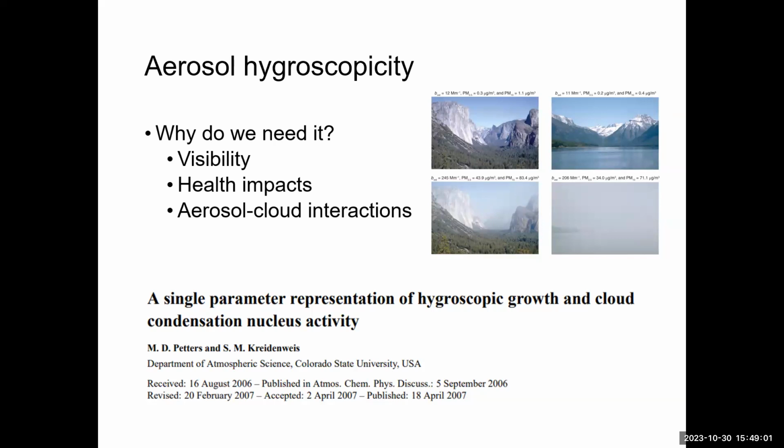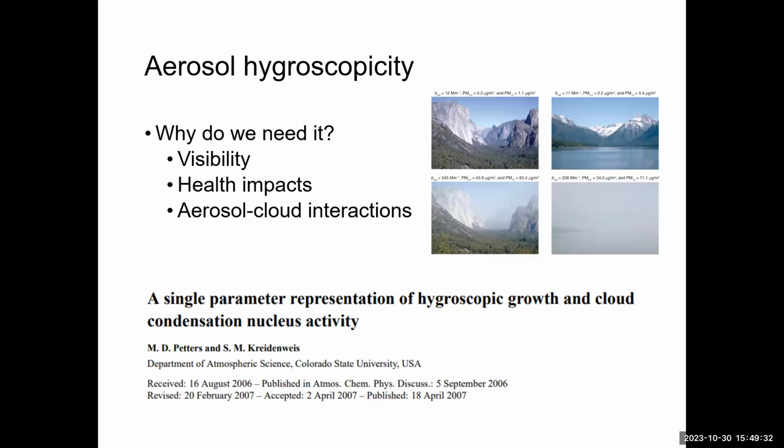Aerosol hygroscopicity also affects people's health, mainly because when we inhale these particles, our lung is a highly humid environment. The RH can go as high as 99% or even supersaturation conditions. Because of that, we need to understand how the aerosols absorb water, grow in size, and further get deposited into different regions of the human respiratory system.